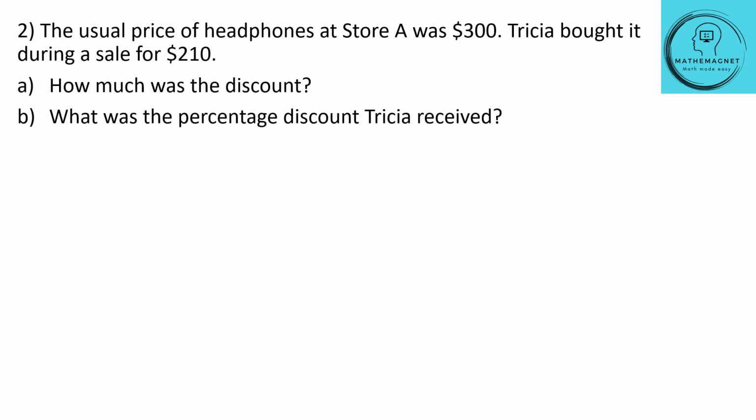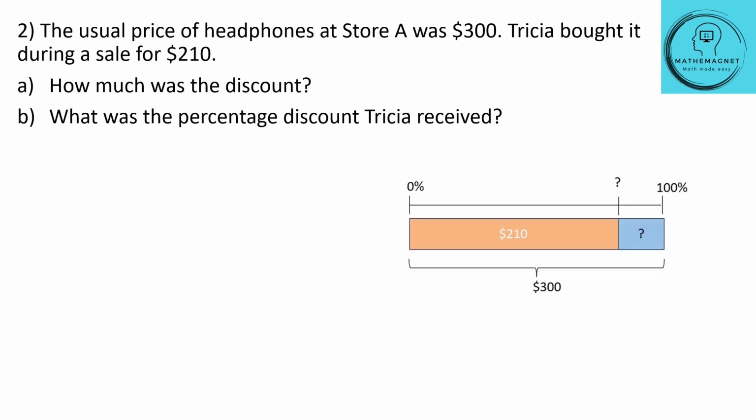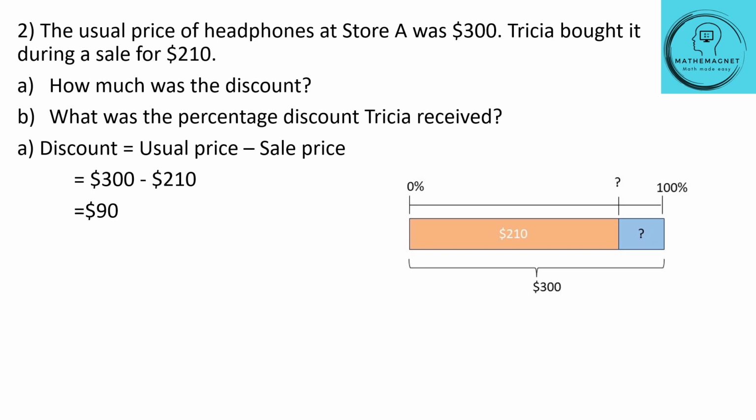So let's begin by drawing a bar model. Over here we can see that the usual price, which is $300, is your 100%, correct? This is your base value. So this 300 will be your 100%, and she has paid $210. Now they've asked what is the discount amount and what is the percentage of discount she has received. So to find that, discount will be equal to usual price minus sale price, which is 300 minus 210, equal to $90. So her discount amount is $90.